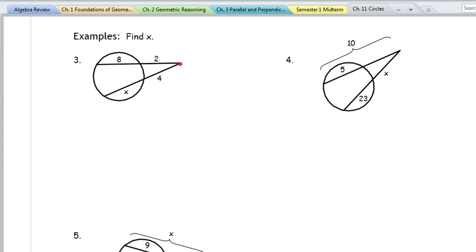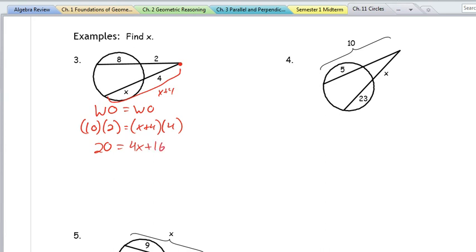Vertex outside, so we're going to do whoa equals whoa. So the whole of the top one would be 10 times the outside would be 2. The whole of the bottom one we would label as x plus 4 times the outside is 4. So whoa equals whoa. 20 equals 4x plus 16, distribute in. Subtract 16. 4 equals 4x, so x is equal to 1. Okay? So that would be your x there. So whoa equals whoa. Alright, next one.